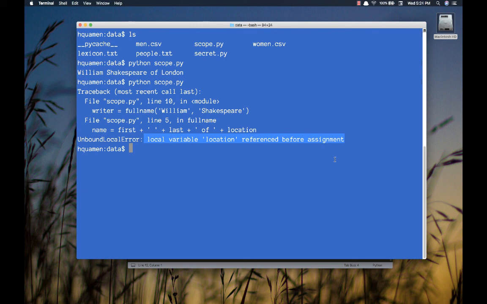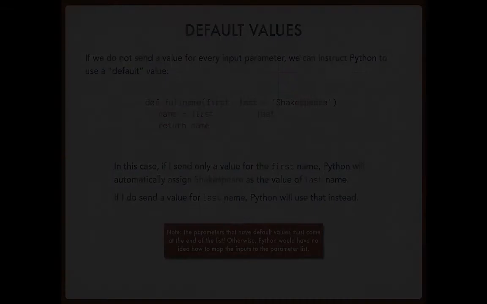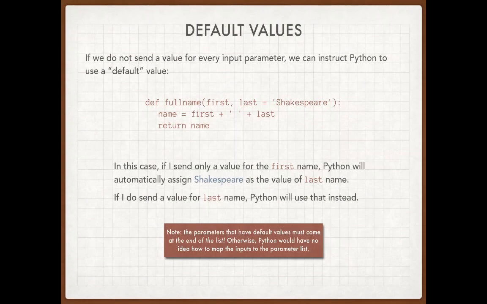Therefore, this variable location must be local. However, I'm using it before I've assigned anything to it. And so Python is going to give me an error on that. All right. Sorry if we went down the rabbit hole of variable scoping a little bit too far there.